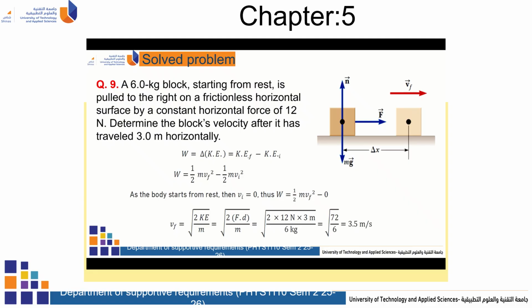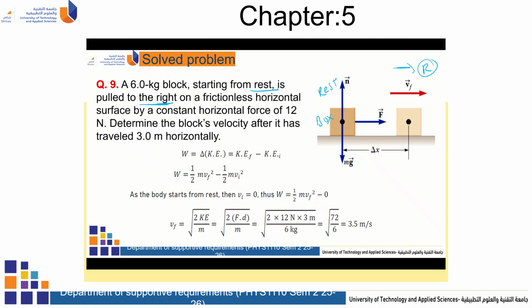And here this is the next problem, question number 9. The question number 9 is a 6 kilogram block starting from rest. This is the box here in this diagram, and the box is starting from rest. This is the rest position of the box. A 6 kilogram box starting from rest is pulled to the right side.